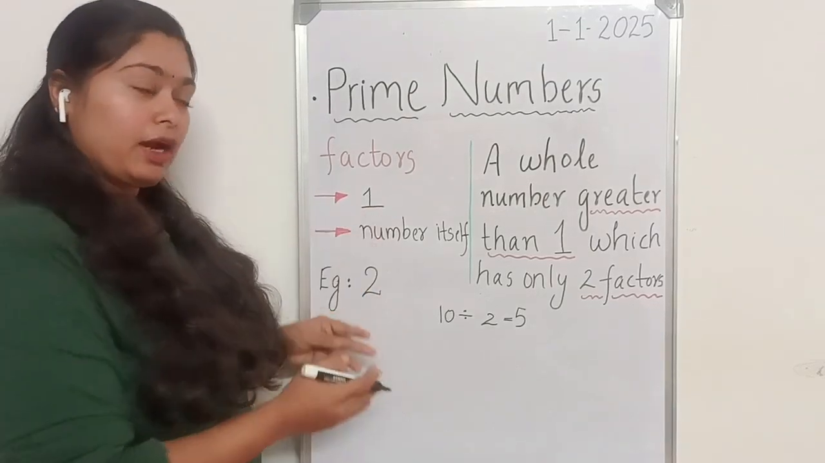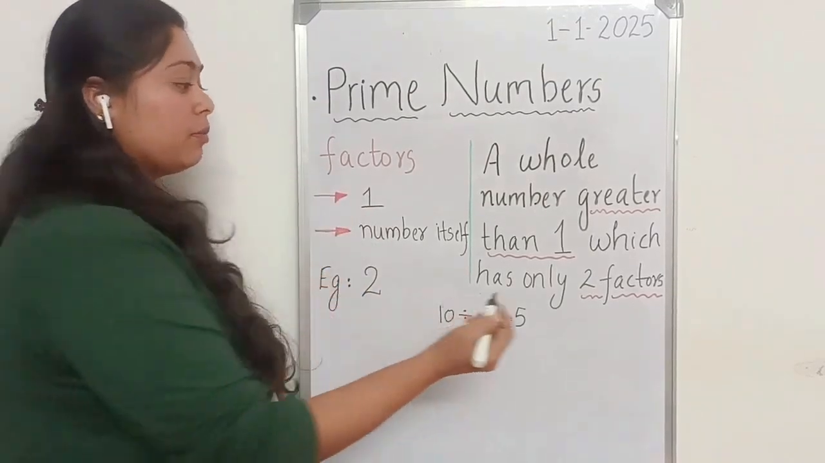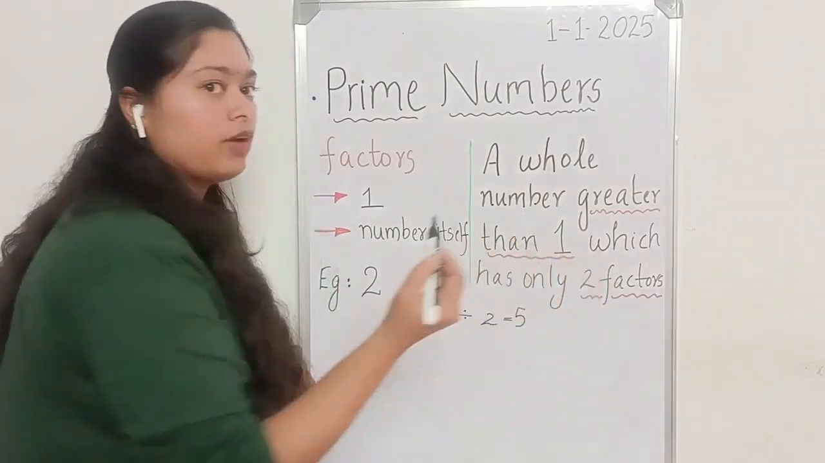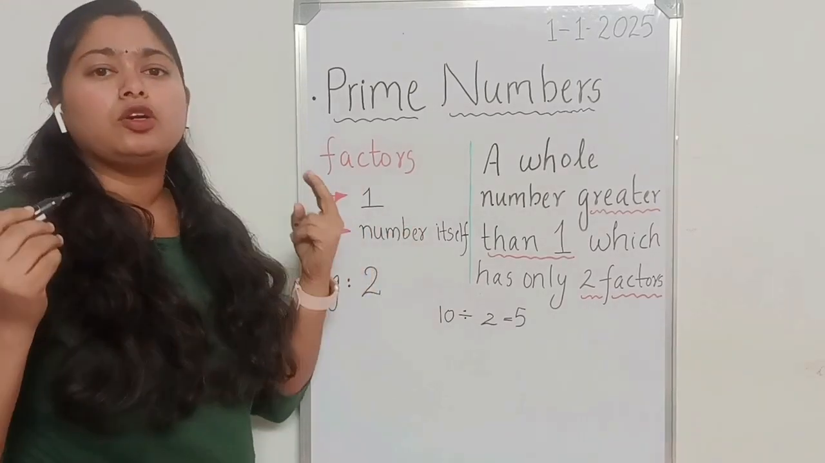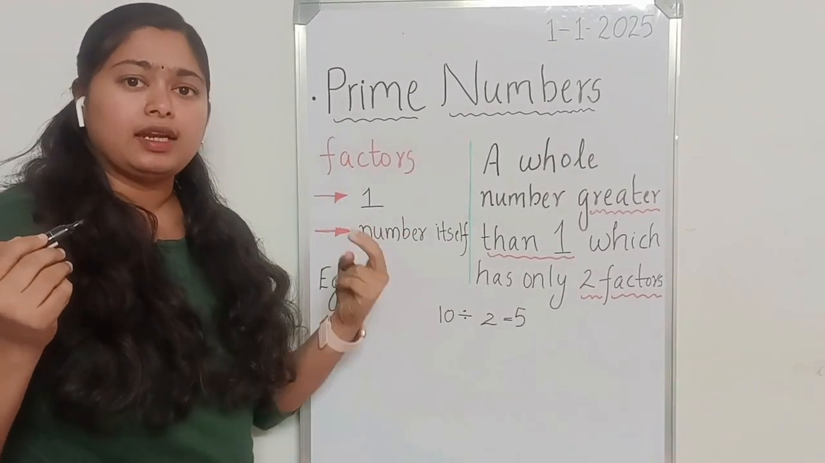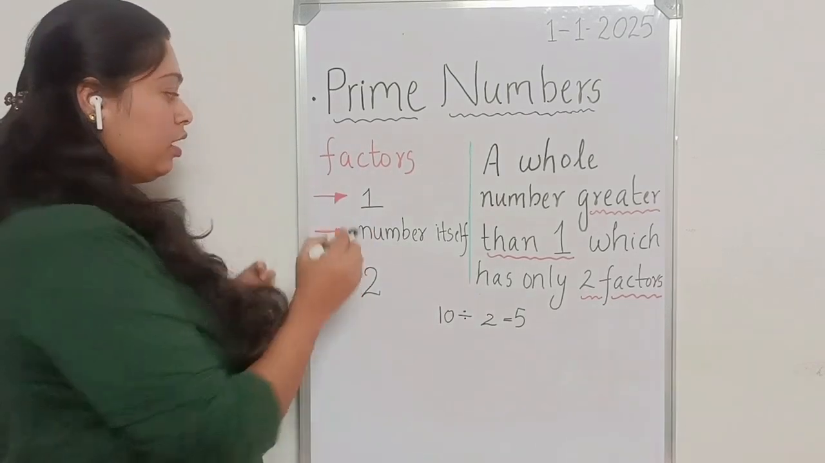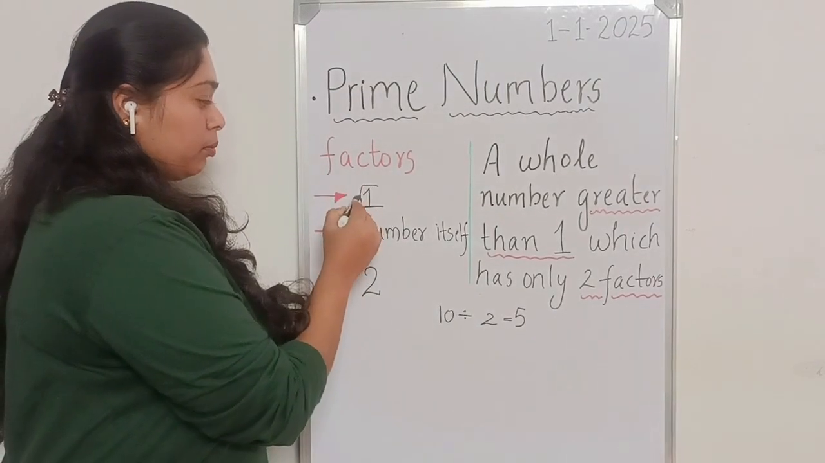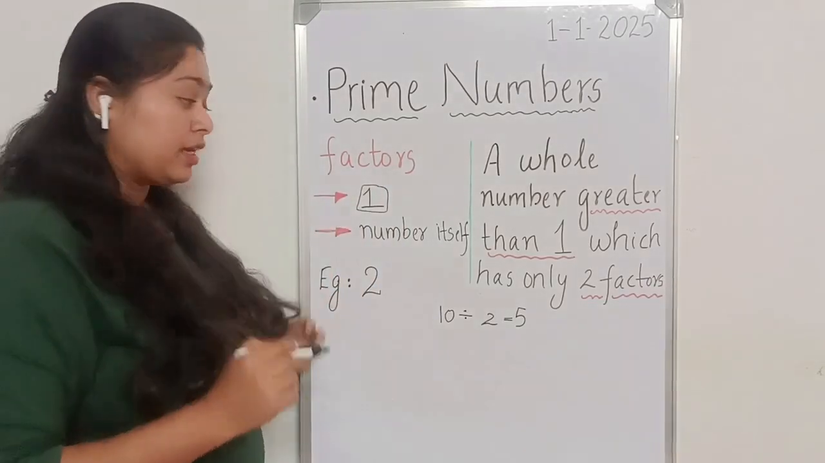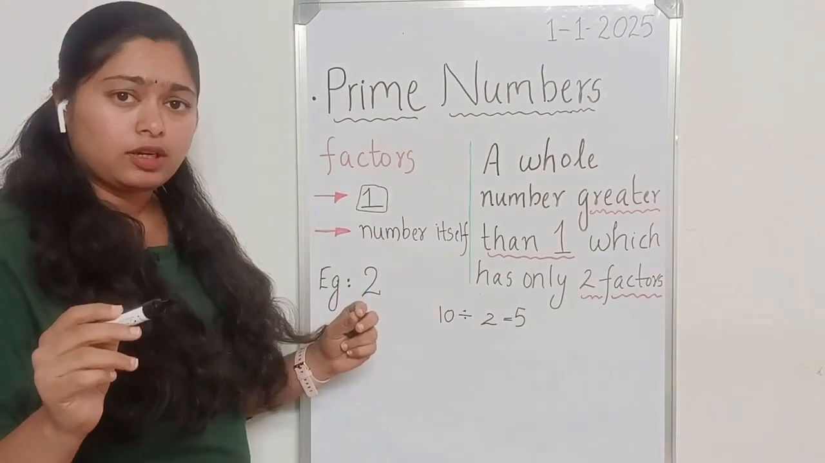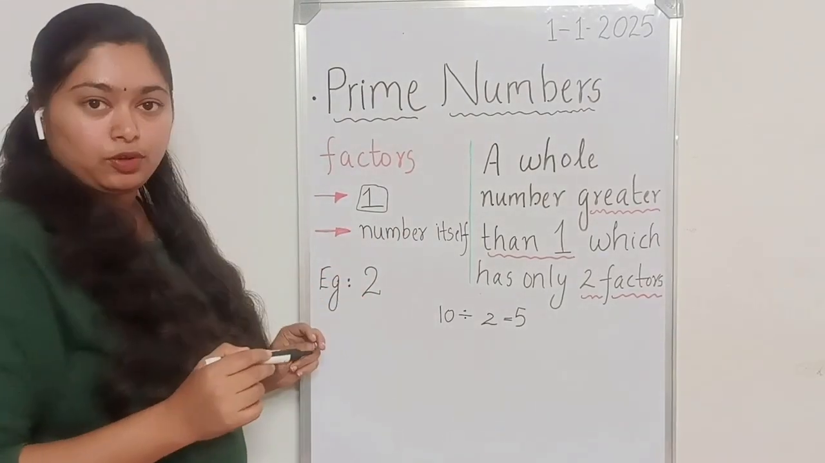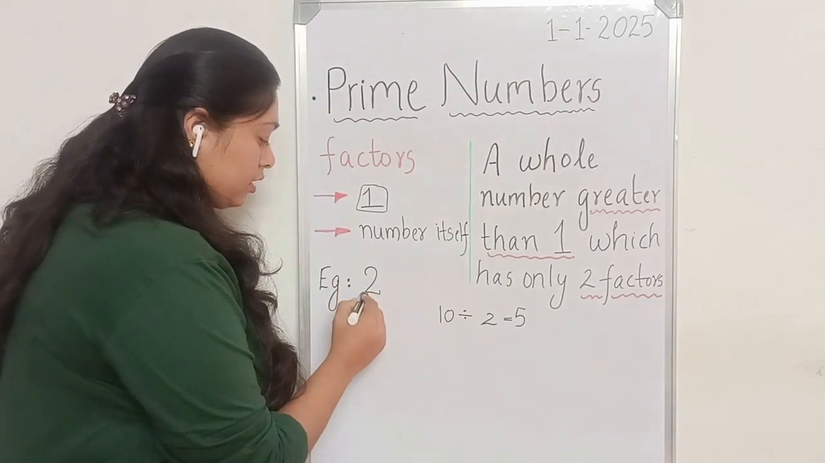Now let's come back to our case of prime numbers, and here we are using the word factors again. Prime numbers will have only two factors, and let's see what are those two factors. One is the number 1 and second one is the number itself. If it's not clear, don't worry, let me give you an example. Let's take the number 2.